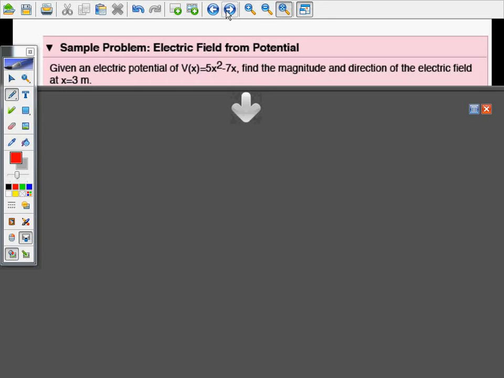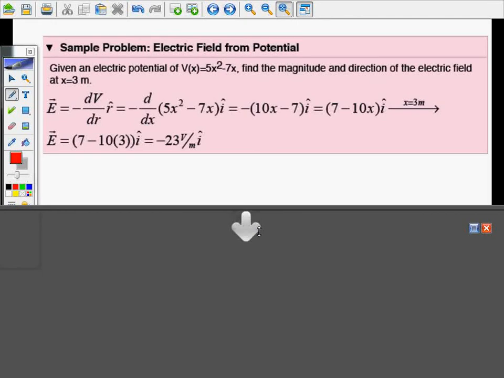Alex? 23 Newton per Coulomb towards the negative x direction. Right. But if you're using the unit vector i, which is the positive direction, you take negative 23 Newton per Coulomb. And a Newton per Coulomb is also a volt per meter.